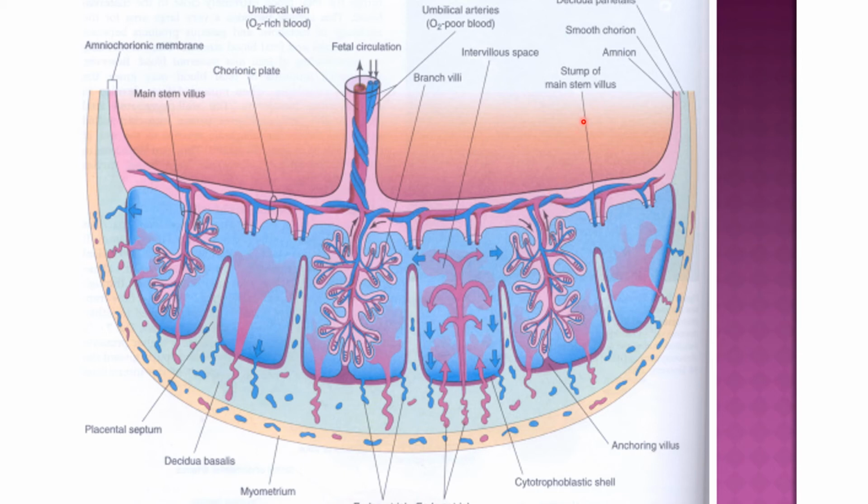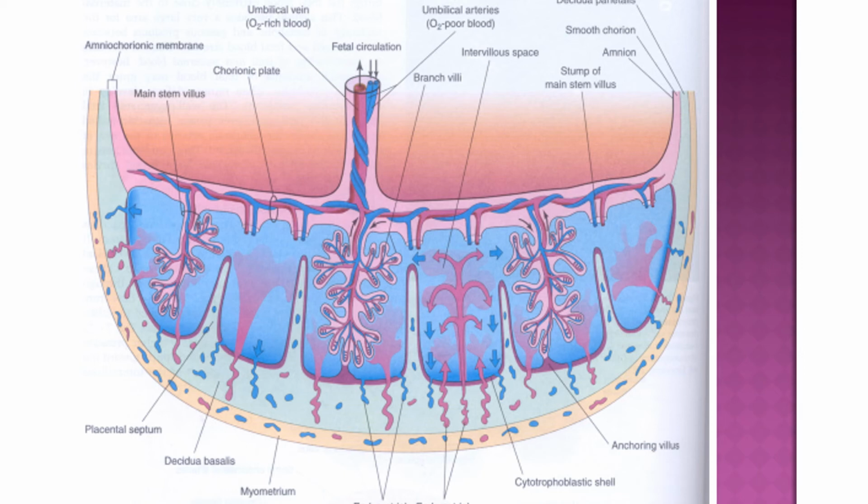So these are the main stem villi, smooth chorion, then amnion. Here the umbilical artery carries poorly oxygenated blood in the fetal circulation, chorionic plate, and the umbilical vein carries oxygen-rich blood, anchoring maternal and the main stem of the villi. So these are the villi, and this is the maternal surface. Here there is an intervillous space, which fills with maternal blood.